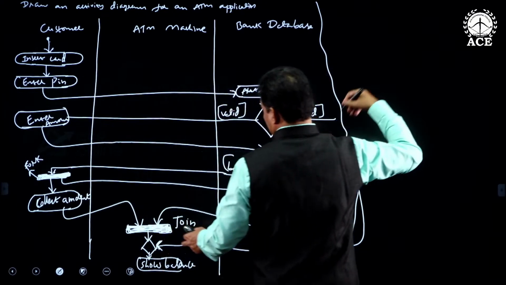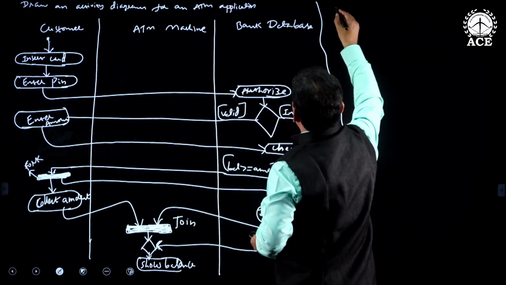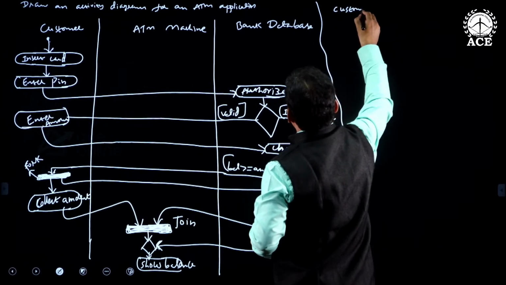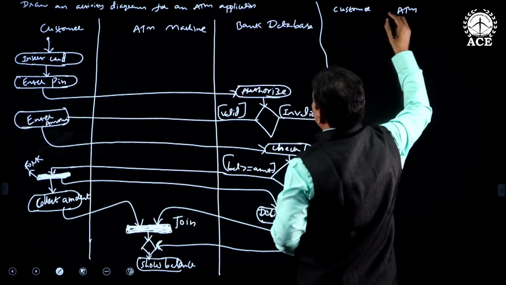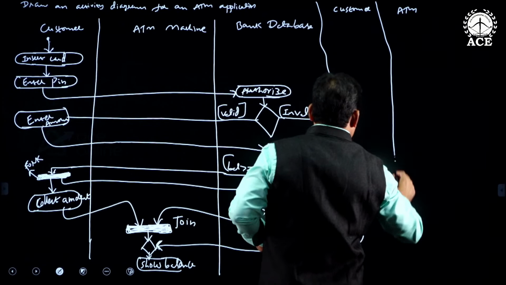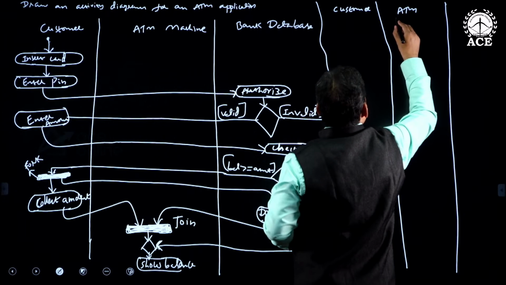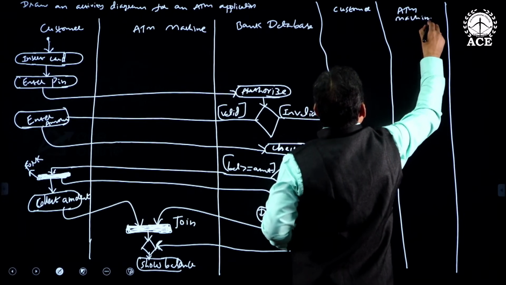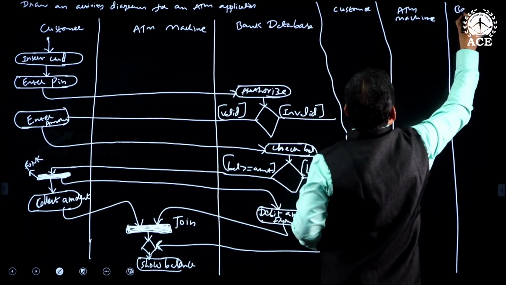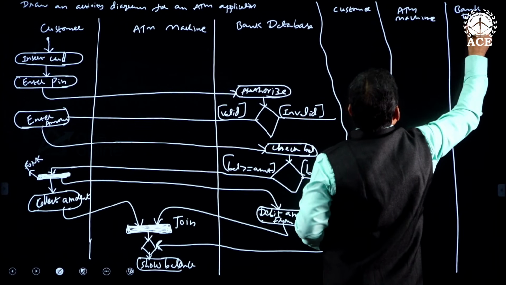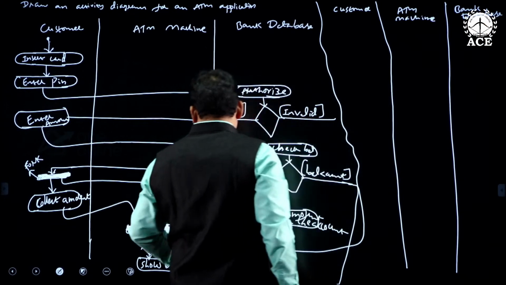Due to space constraints, as usual I am taking three objects here. The customer is one object, the ATM machine is the second object, and the third one is the bank database. So, show balance.